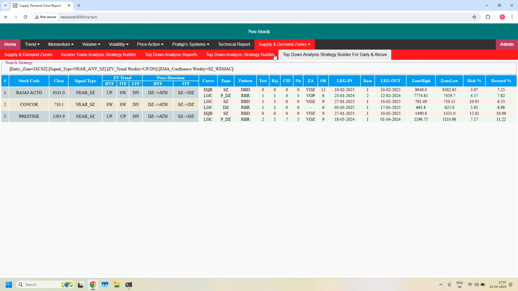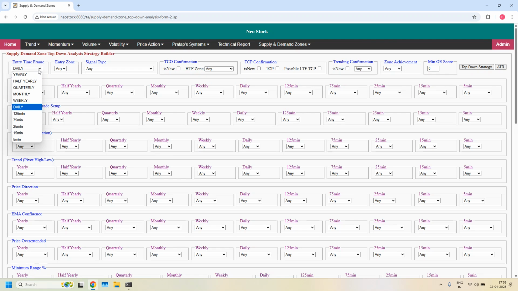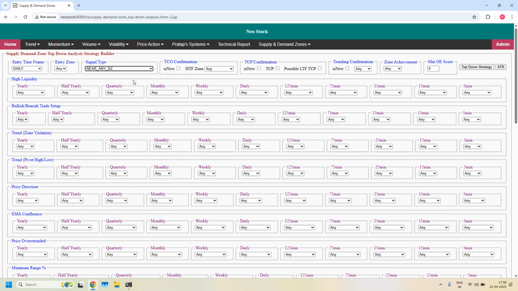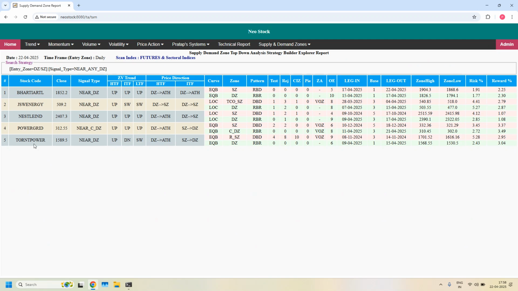Next time frame is daily. Entry time frame daily. Let us find the stocks near to the daily demand zone. We got 5 stocks. Let us identify high liquidity zones from this list. Okay, Power Grid is having a daily high liquidity demand zone. Only one high liquidity demand zone we identified from this list.